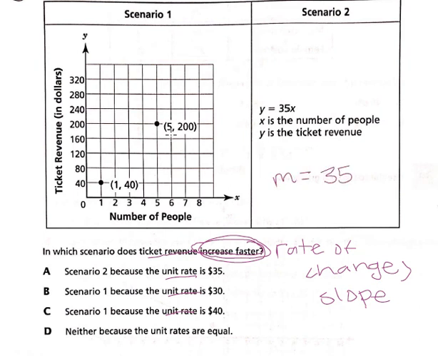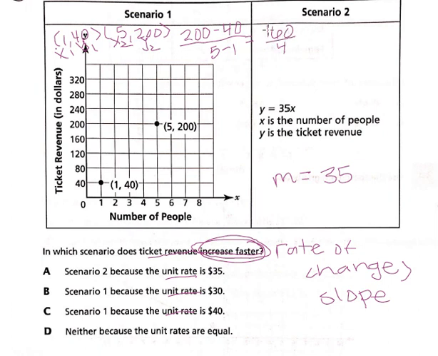So when I go to my table, now I need to find my slope. It's no big deal. We've been doing this all day. So we've got (1, 40) and we have (5, 200). So that's x1, y1, x2, y2. So that's going to be 200 minus 40 over 5 minus 1. With 200 minus 40, that's going to be 160 over 4. Well, 160 over 4, that's going to give me 40 here. So this rate of change here is going to be 40.